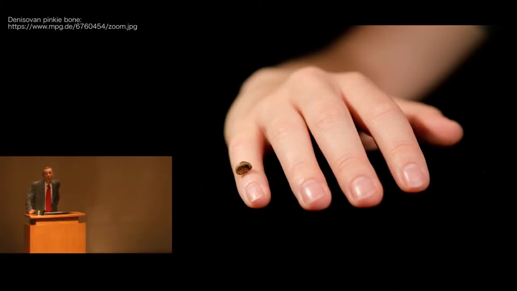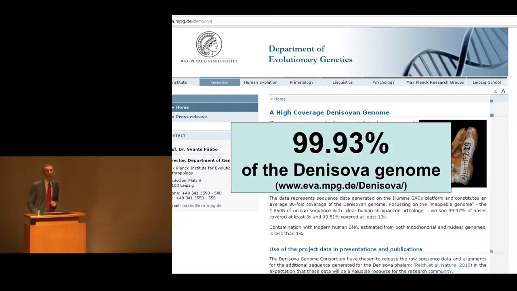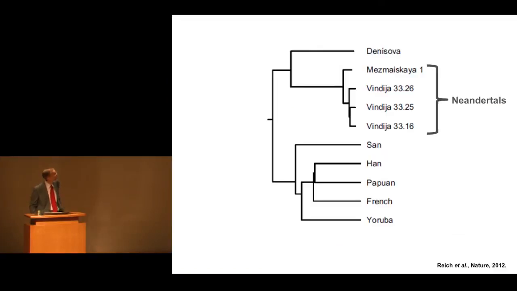Anatoly Derevyanko also found another little fragment of a bone in the Denisova cave. It's a part of the last phalanx of a pinky of a child. And when we applied our methods to this piece of bone, we could again retrieve a high-quality genome where each position is sequenced over 30 times over.